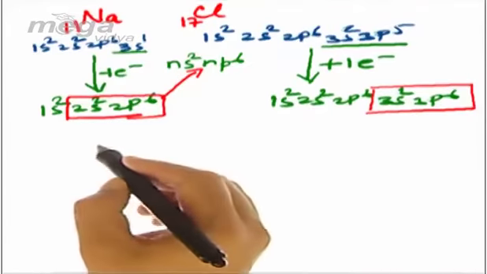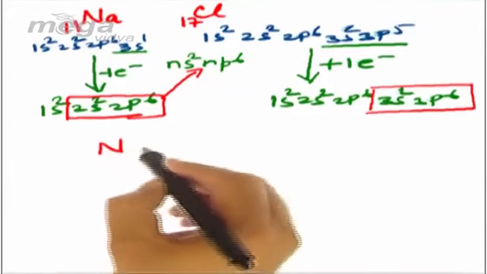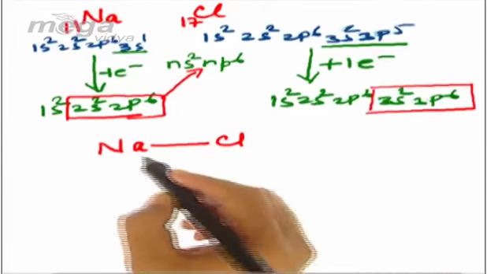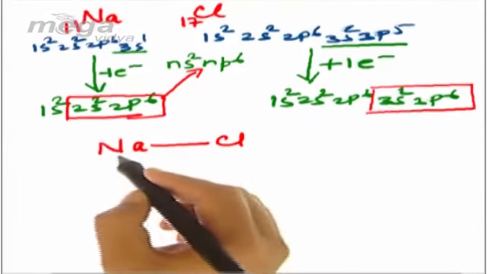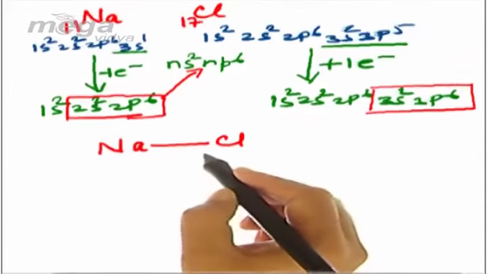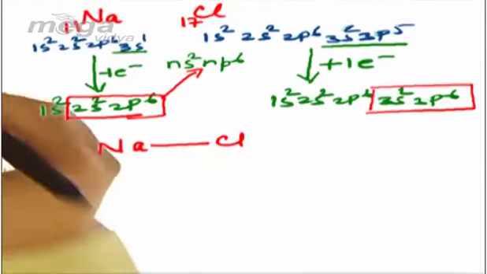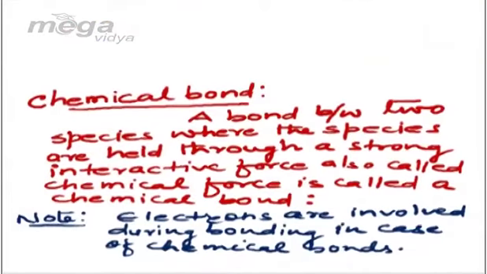So here we are observing in case of NaCl that Na and Cl are held to each other by the loss and gain of one electron. That means in this case electrons have been involved and such a bond is called chemical bond. So we have dealt about a chemical bond.